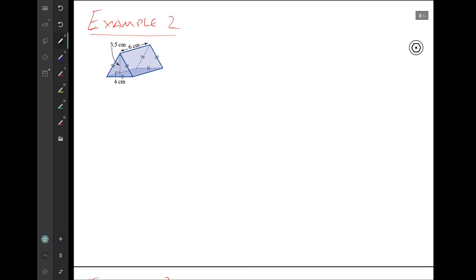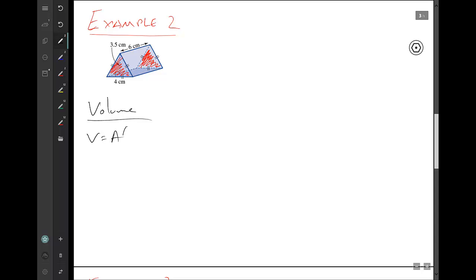With example 2, how do we know it's a prism? Well, we have this face and this face, which are equal and parallel to each other. So that's going to be our base in our volume formula. We'll start with volume. The volume is area of base times height. And the area of base in this case is half times 4 times 3.5, just my area of a triangle. And then we multiply all that by the height.